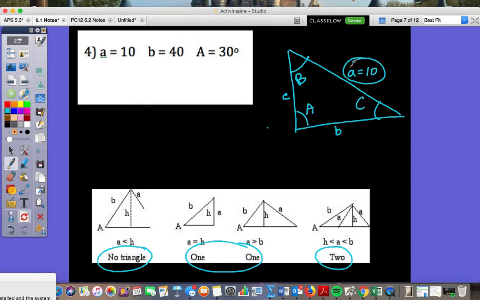Where does 30 degrees go? Big A. Big A, which is across from, yeah, good, David. Give yourself 2 there, David. That's good. And then we have B, which is 40 here. And there we are. All right, what type of triangle is this?